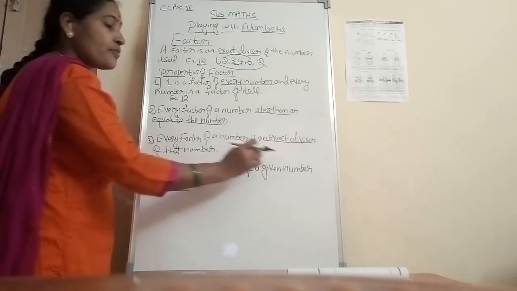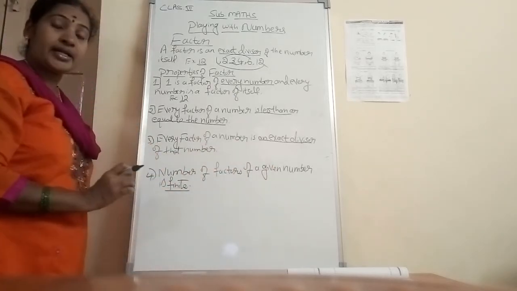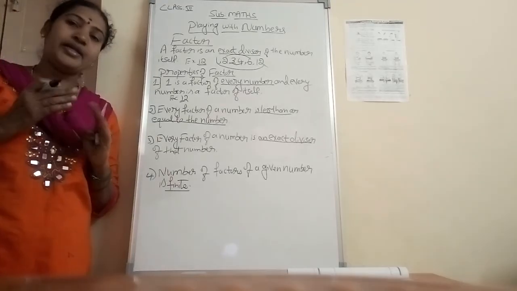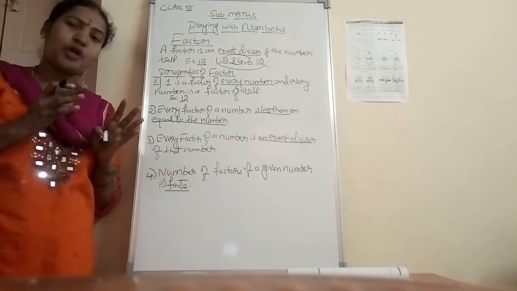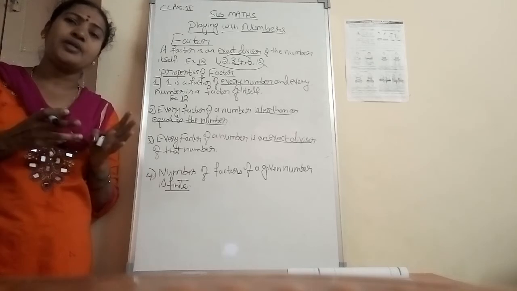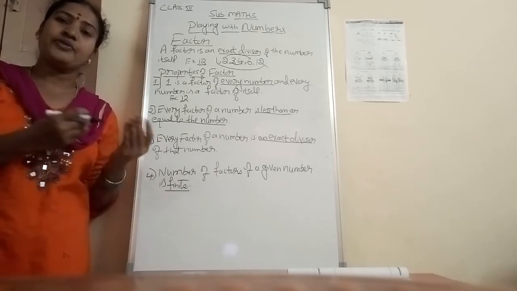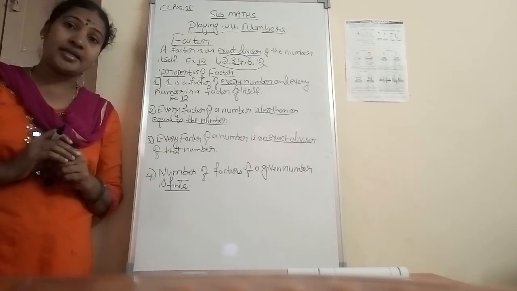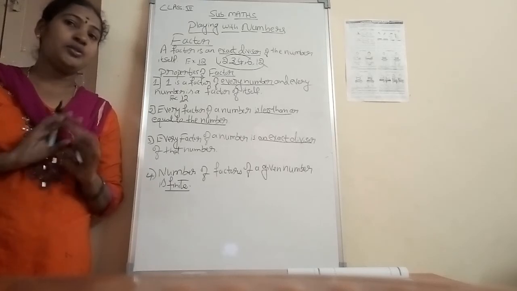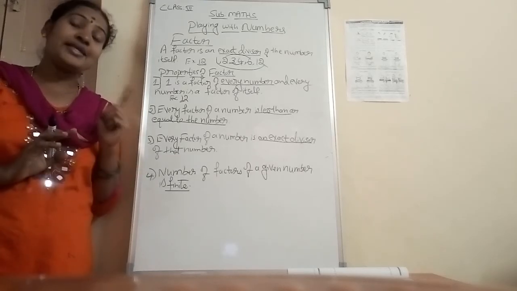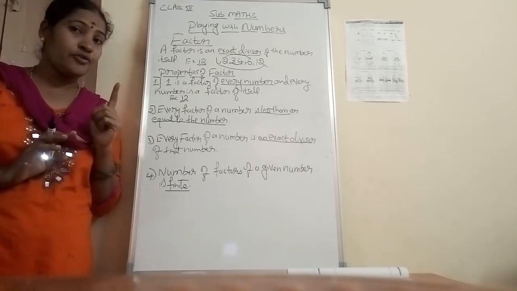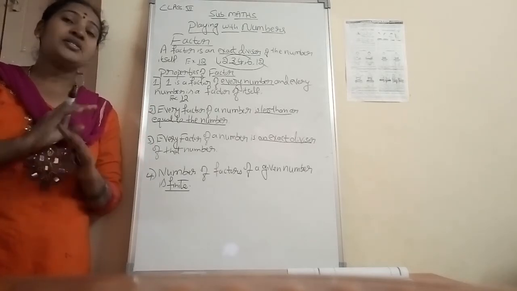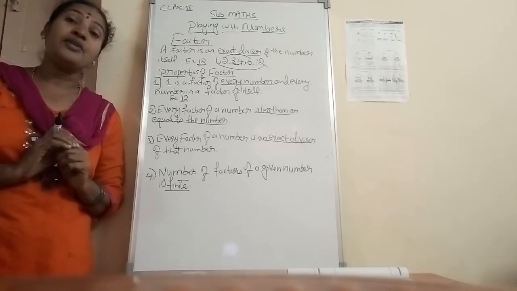The number of factors of a given number is finite. So you know the meaning of finite and infinite. Finite means countable. How many members are there in your family? That is countable. 5 or 6 in some families, only 3 or 4 in others. How many stars are there in the sky? Is it countable? No, uncountable. That is infinite. Have you understood the meaning of finite and infinite? Which is countable is known as finite. Which is uncountable is known as infinite.